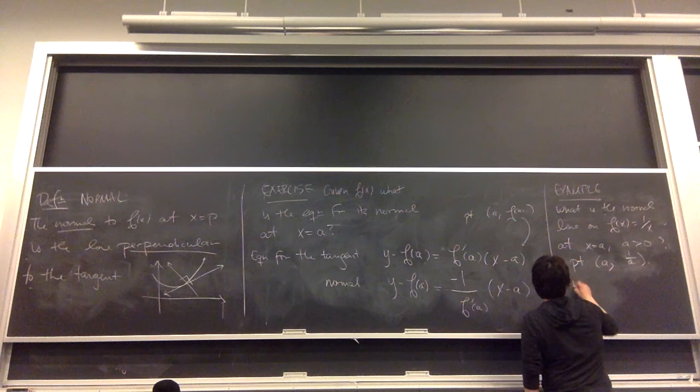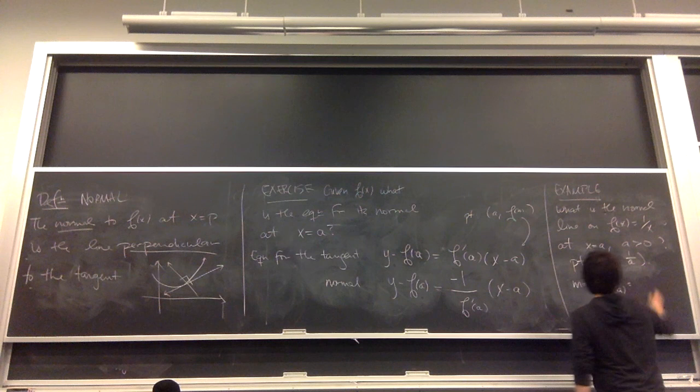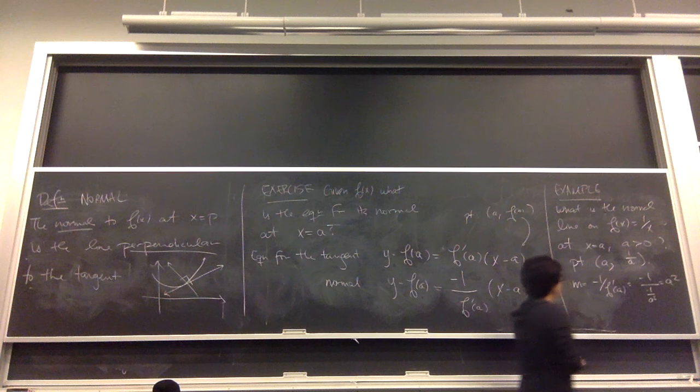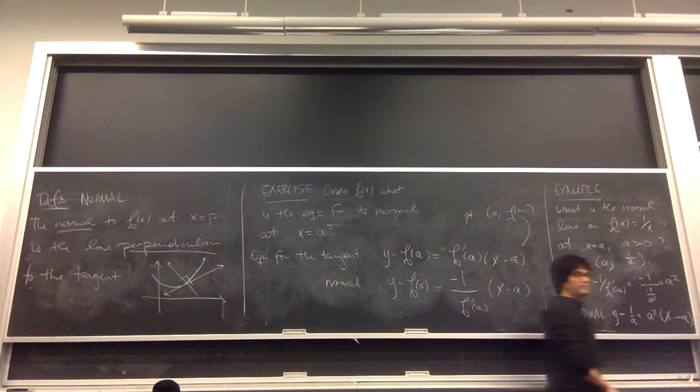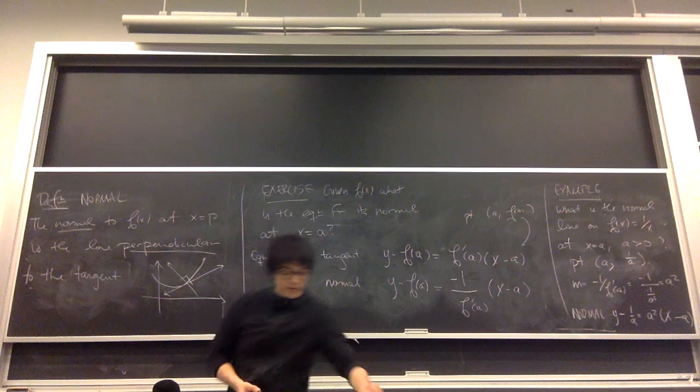The slope is going to be the negative reciprocal of the derivative, which is minus 1 over minus 1 over a squared, which is a squared. So the normal here should be the line y minus 1 over a is equal to the slope, a squared, times (x minus a). This is why I like the point slope form the best, because we're going to be working with points and slopes when we're doing calculus, not y-intercepts.